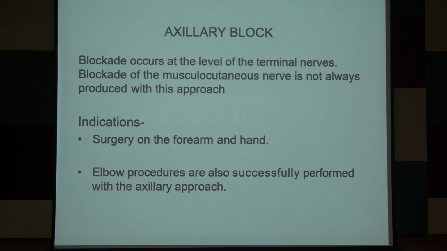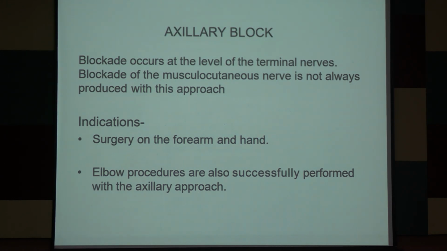Axillary block, this is given at the level of the insertion of the deltoid. Okay, in the axillary region, just opposite to the insertion of the deltoid, and you will be providing the axillary block. This is only for the surgery of forearm and hand. This doesn't provide analgesia or anesthesia for elbow surgeries.